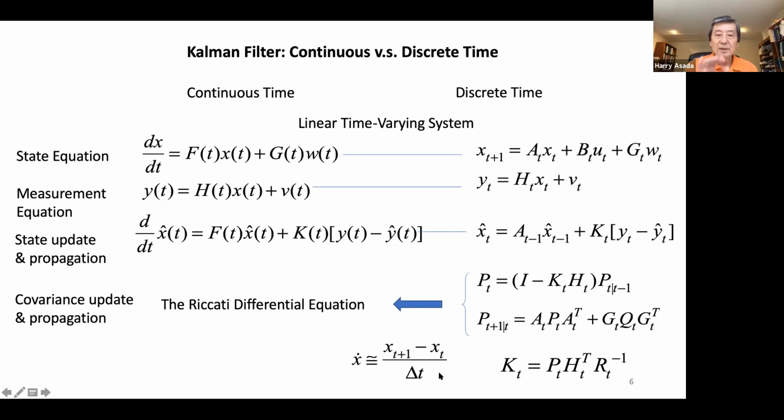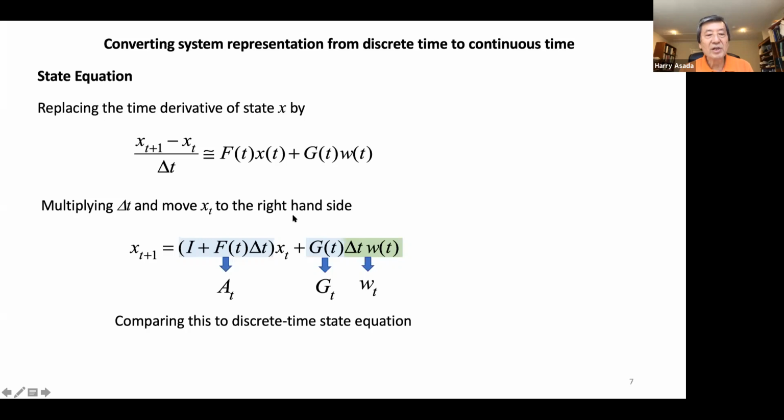Okay. Now, for the state equation, x dot is now approximated by (x_{t+1} minus x_t) over delta t. Just multiplying delta t on both sides and moving x_t to the right-hand side, you can write this equation, right? And you can compare this one to the standard discrete time state equation, and you find that this part is to be A_t, this one is G_t, and then W_t.